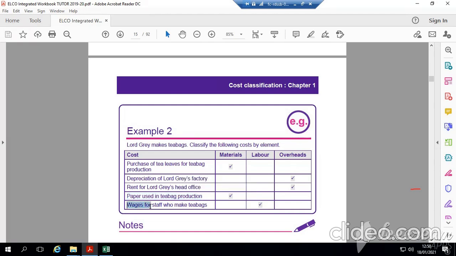Then wages for staff who make tea bags is going to be labor. If it says wages for the staff in HR, or wages for supervisors, a supervisor is responsible for a number of lines and departments, so it is going to be overhead, other expenses.